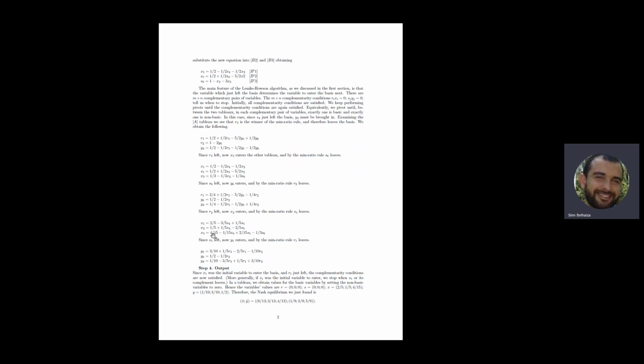And if R2 leaves the basis, this is what happens here. R2 left the basis and Y6 entered. And this is what happens when X2 entered the basis. Here, since R2 left, now X3 enters. Okay, so the minimum ratio is given by S6. And that's it. So X3 entered here.